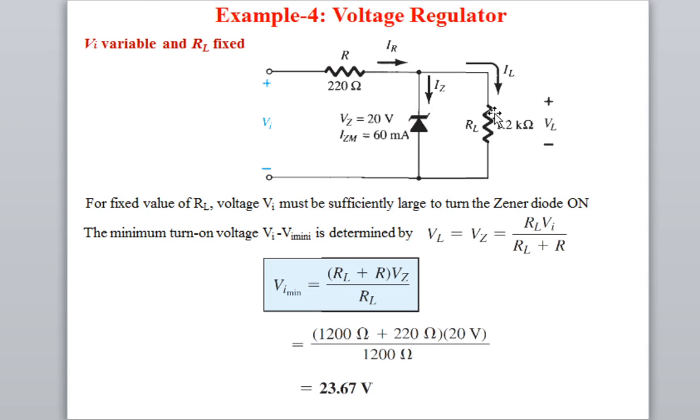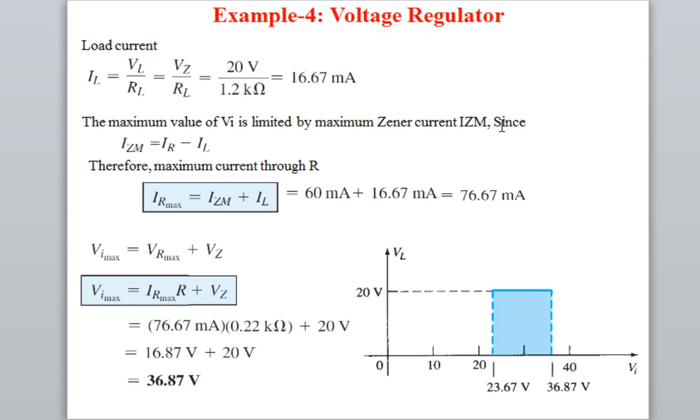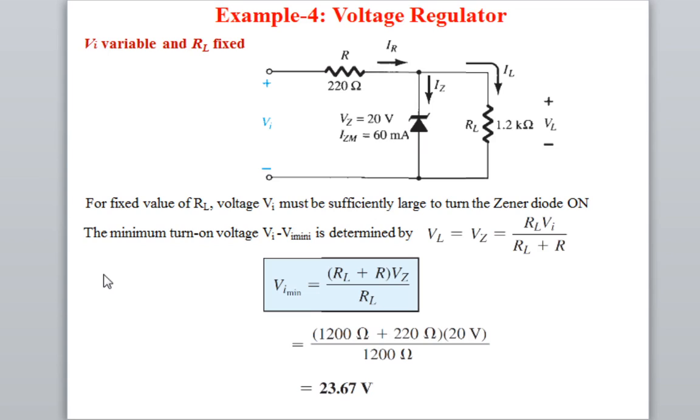This current is known, this voltage is known. Now what should be the value of the maximum input voltage which will keep the diode in the on state? The maximum series current IR maximum will correspond to the maximum voltage across the series resistance. So the input voltage VI is equal to, obviously, this voltage plus this voltage, that is VR plus VZ, where VZ is VL.